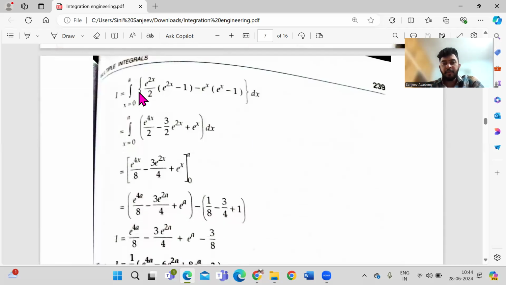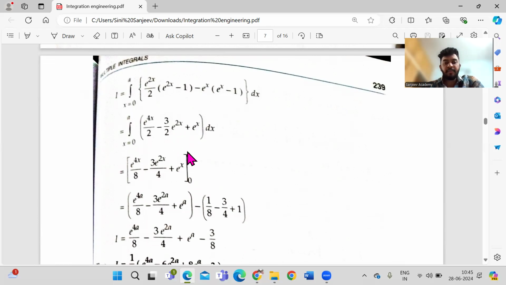And then pause the video and do it. You have to try it and do it by yourself. Make mistakes and then again, e^(2x) or e^(4x), if I want to integrate, I'll divide by 4. That's how we are getting 8. So these are the only small clues we have to give you.